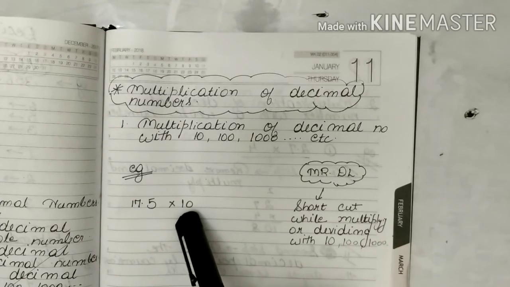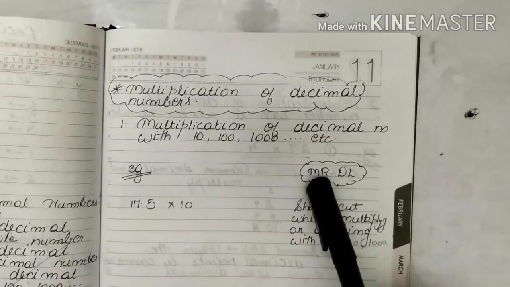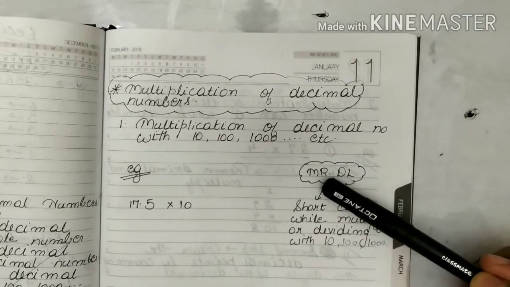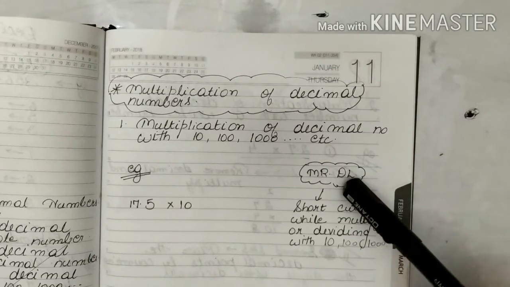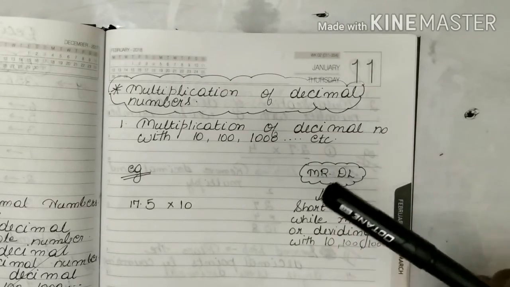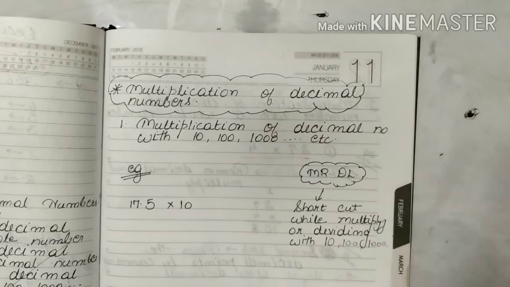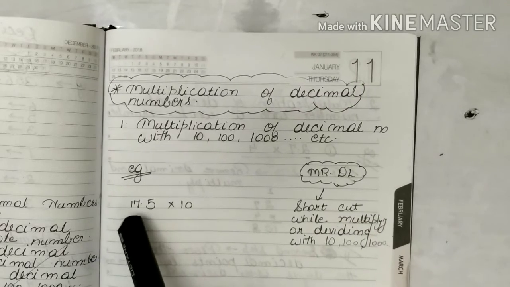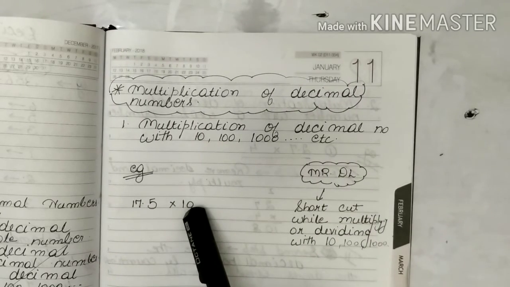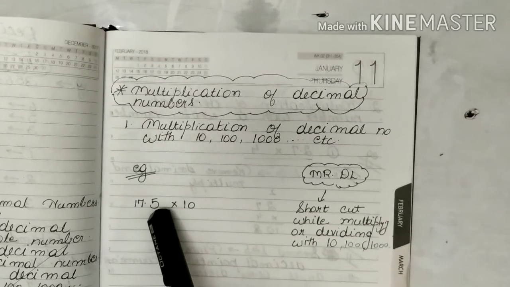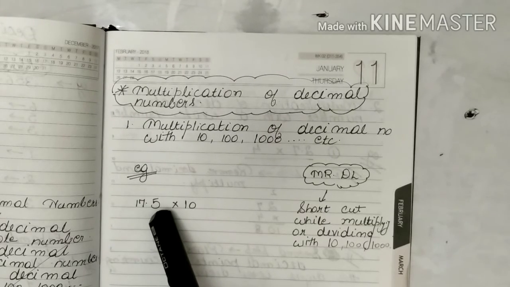So the basic rule that you have to follow is MRDL, right? MR means multiplication right and division left. So whenever we multiply with tens or multiples of tens, the decimal will move right, according to the number of zeros, that many positions. I'll explain again. Whenever we multiply 17.5 into 10, it has one 0, so the decimal will move right once. So the answer will be 175.